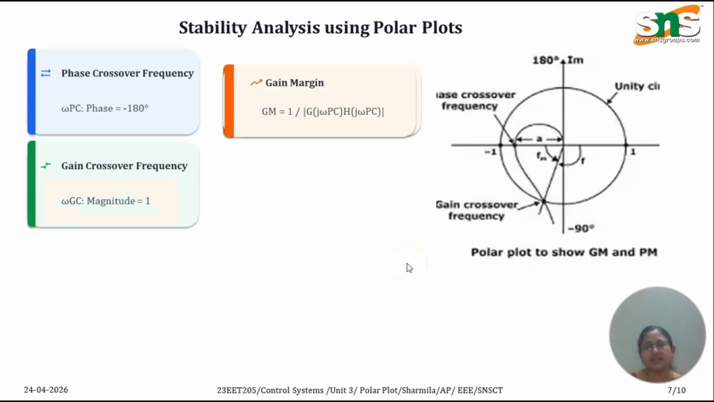Now stability analysis using polar plots. The polar plots are also useful for stability analysis. The first one is the phase crossover frequency ωpc, the frequency where the phase becomes minus 180 degrees. Next one is the gain crossover frequency ωgc, the frequency where the magnitude becomes 1. And the gain margin GM indicates how much gain can be increased before instability. By observing the plot, we can quickly determine whether the system is stable or not.